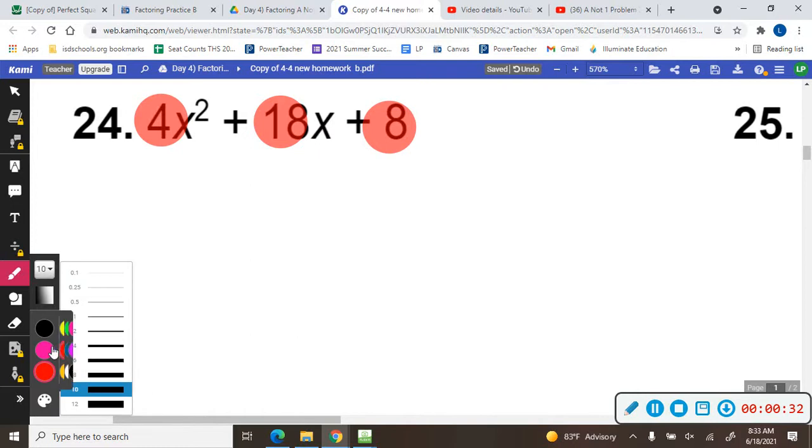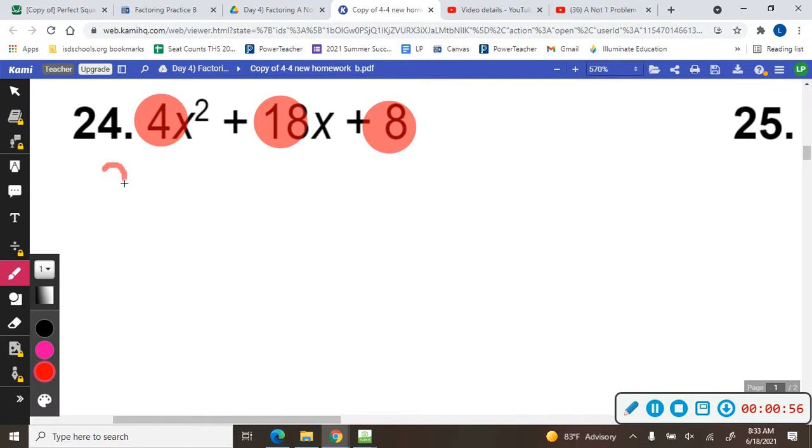And looking at that, the GCF, the biggest it could be, would be 4 because that's the smallest number. 4 goes into 4, 4 goes into 8, but 4 does not go into 18. So what else goes into 4 would be 2. And I notice that they're all divisible by 2. So if I break this up, I could divide them all by 2.